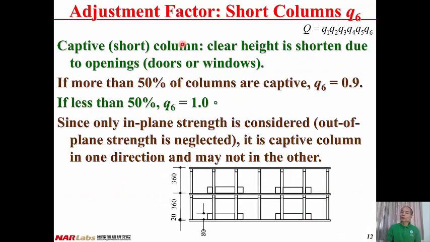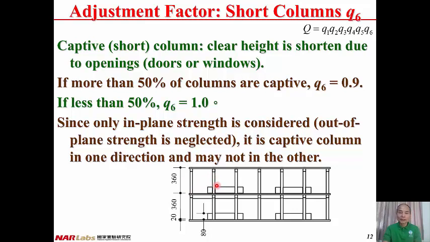A captive column or short column is a column where the clear height is shortened due to openings, doors, or windows. In this picture, there's an opening for a door, an opening for a window, and here's the window sill. The clear height of this column is shorter than this one. Therefore, this column is called a captive column.